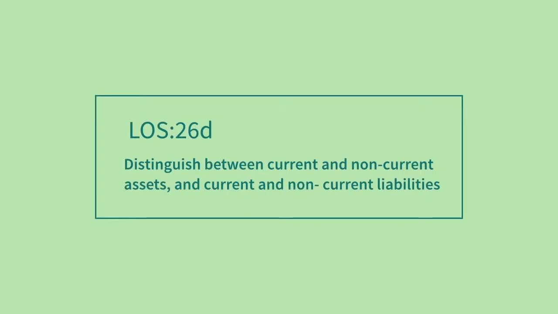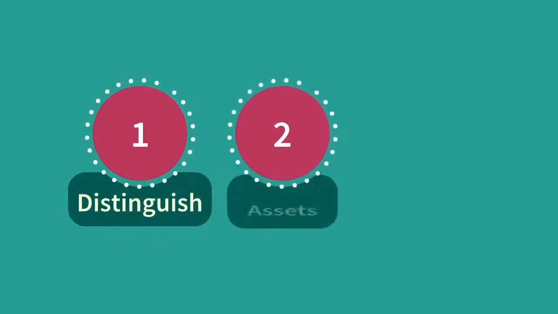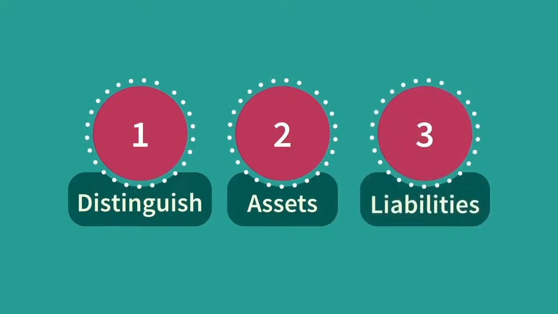Distinguish between current and non-current assets and current and non-current liabilities. Over the next couple of sections, we're going to be looking in detail at current and non-current assets and liabilities. In this LOS, we are asked simply to distinguish between these two major groups, but after that, we're going to go into some detail and look at example line items classified as assets and examples of items classified as liabilities.